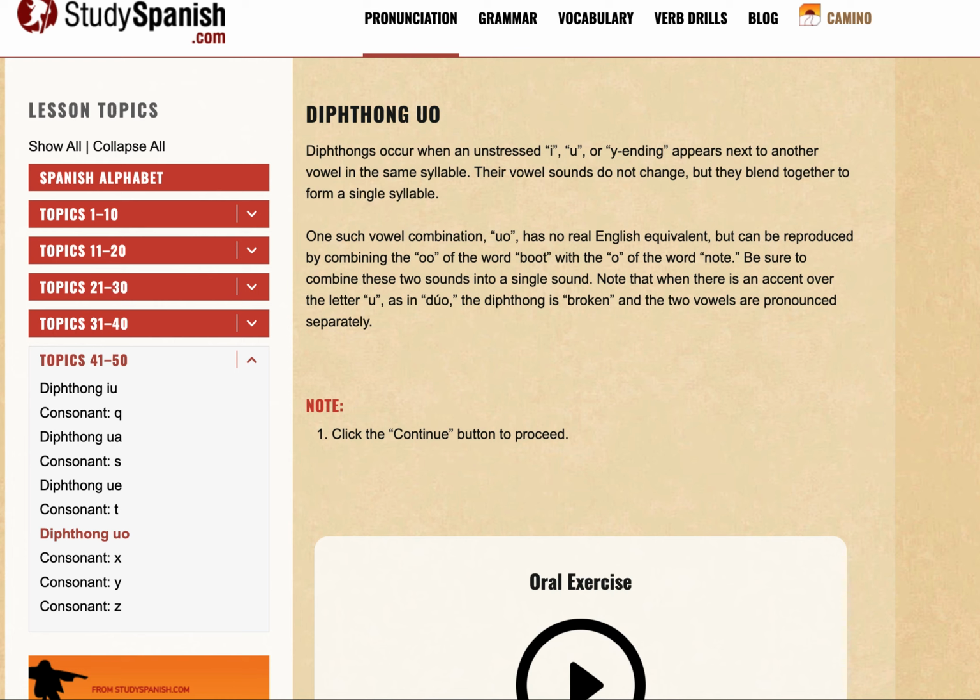Today we're going to go through yet another diphthong, the diphthong UO. This is basically a combination of the O sound in the word "boot" and the O in the word "note", right? So you have a double O and a single O. Be sure to combine these two sounds into a single sound.